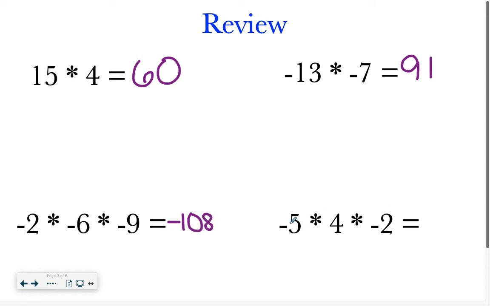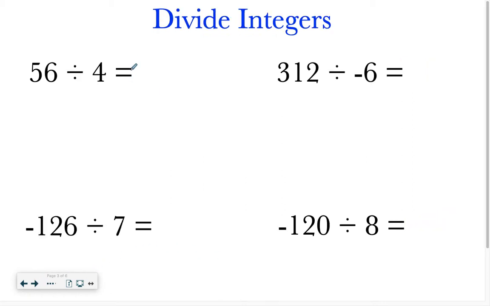Over here, I have negative 5 times 4. That's a negative 20, right? That becomes a negative 20. Then I have a negative 20 times negative 2. Negative times negative is positive, and 20 times 2 is 40. So hopefully that wasn't too bad on your homework yesterday. Now let's talk about dividing.